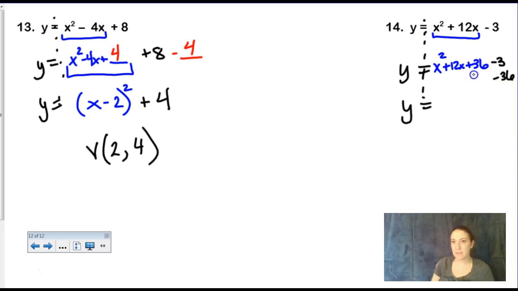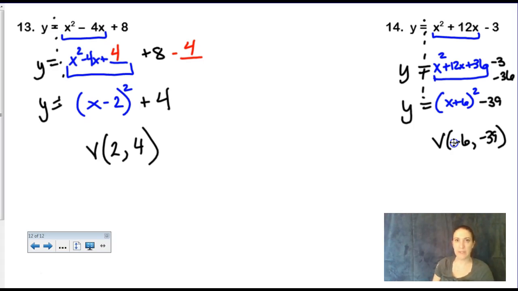So x squared minus 12x plus 36 factors into x plus 6 squared. And then negative 3 minus 36 is a minus 39. So our vertex is located at negative 6, negative 39. I think there's a question very close to that on pretty much every summative coming up here, including the big one that you're going to take at the end of your course.